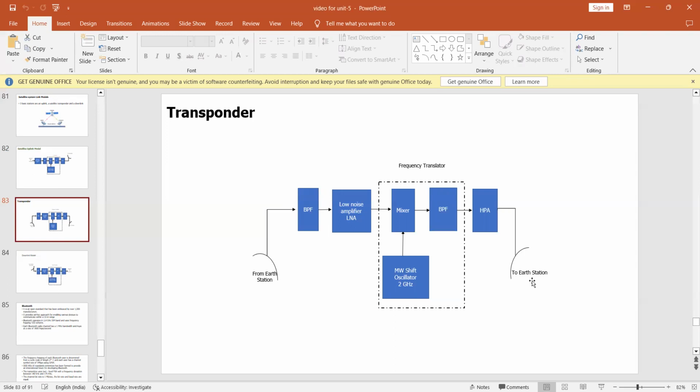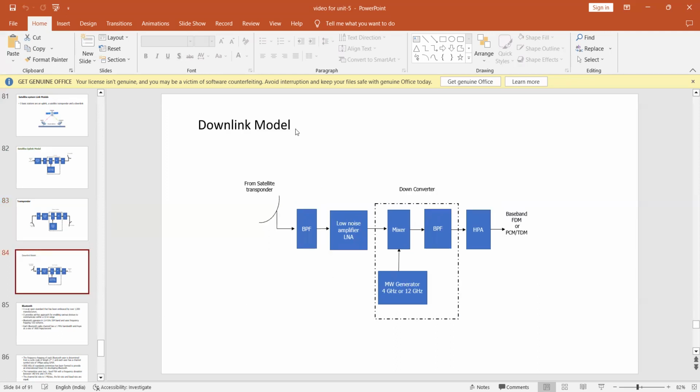This earth station is the receiver earth station. We also call it a downlink station. The downlink station uses a lesser frequency compared to the uplink frequency. The uplink frequency is always high, so that it can reach the transponder in the satellite, and the downlink frequency is comparatively lower than the uplink frequency.